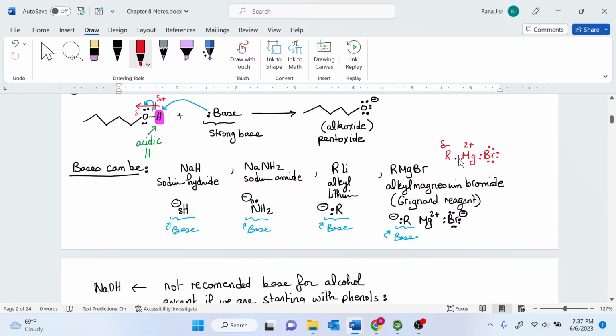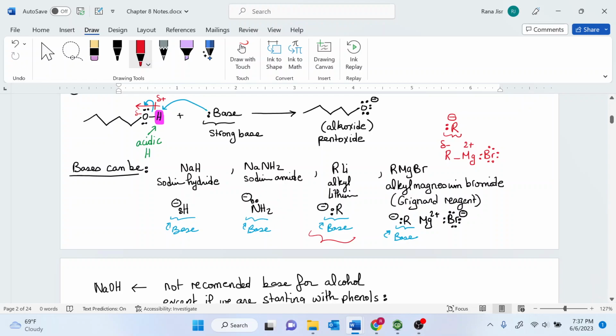But for simplicity, we're just going to disconnect the R from the Mg and make the R having a negative charge with a lone pair. This is a simple representation of the Grignard reagent. So this R is going to be our base. The bond between the R and the lithium is ionic. So anyways, that R is going to be our base. So we can pick the bases in there.